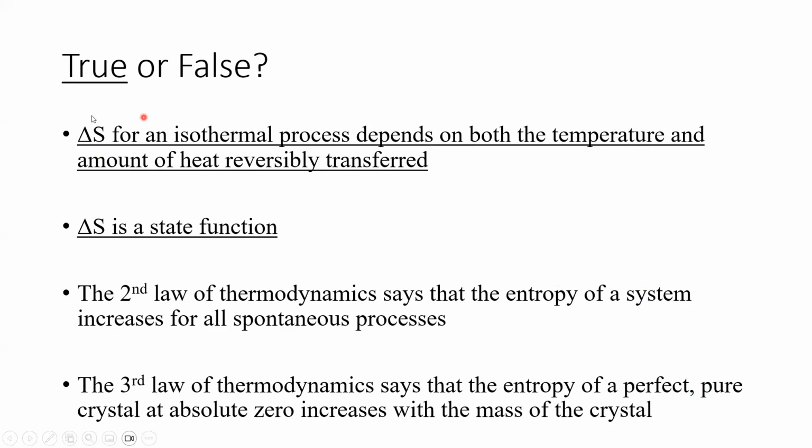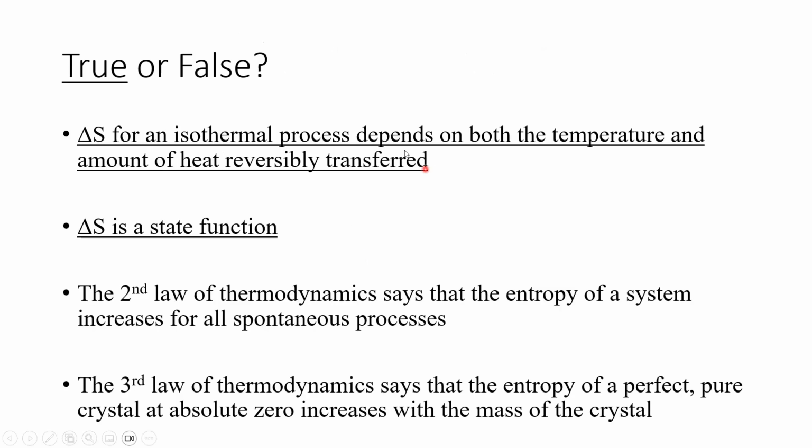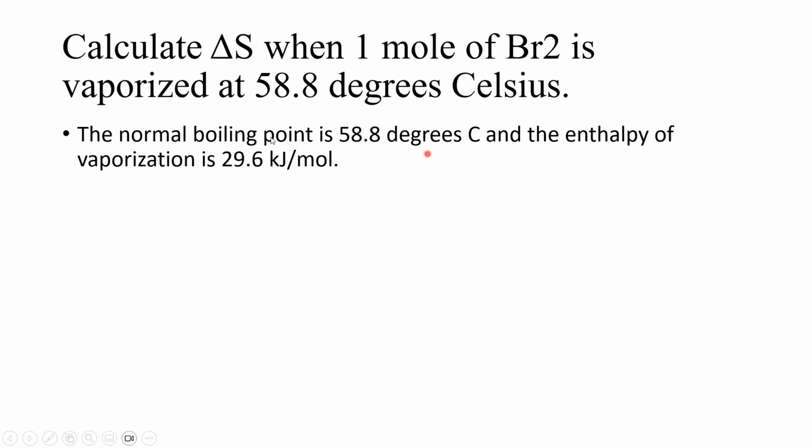For this one, I just underlined the first two for true. And then these bottom two we're just going to consider to be false just because of the wording there. But with this one, we can kind of use the equation we just talked about for the previous one. So we had delta S is equal to Q divided by T. And that's what we want to use for this question.